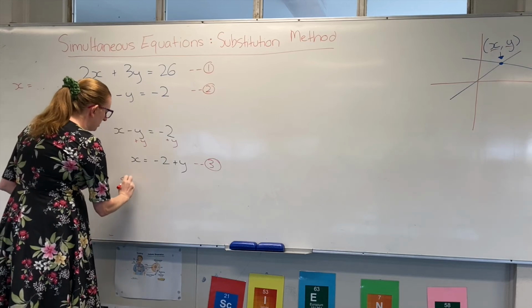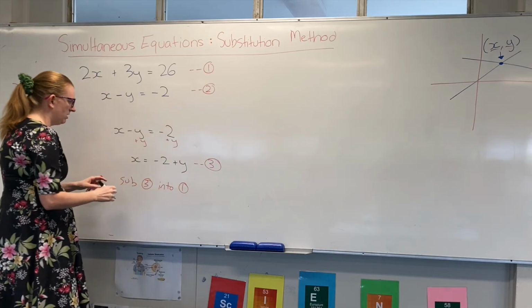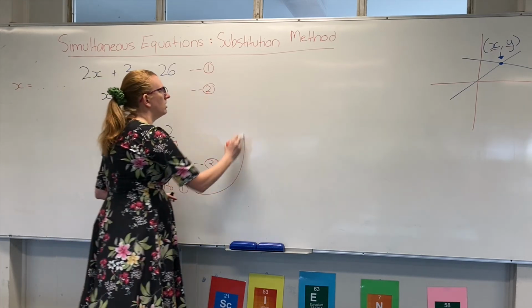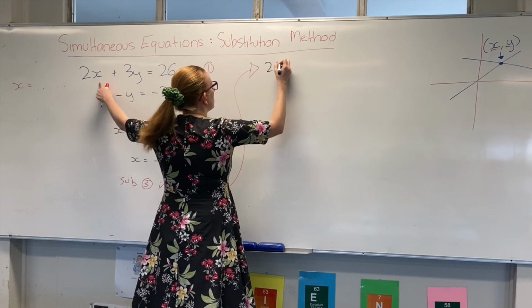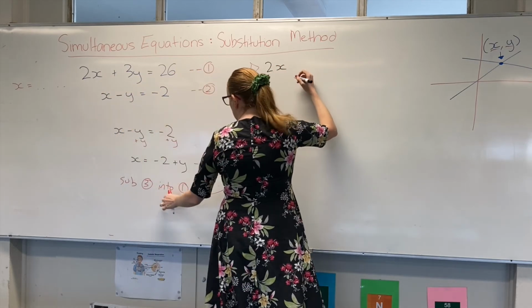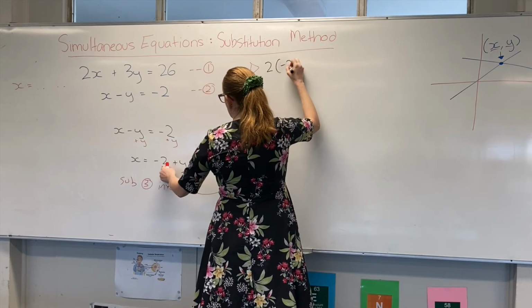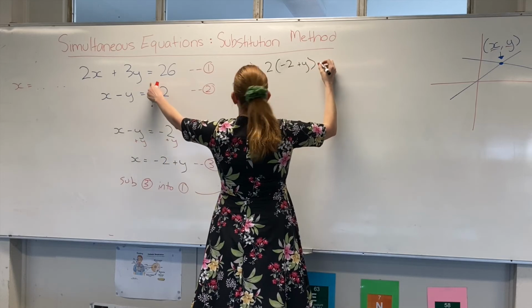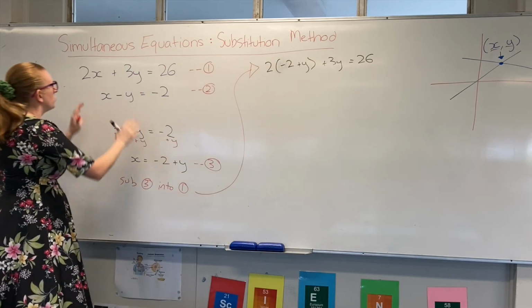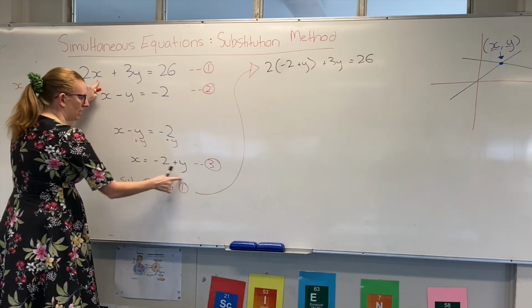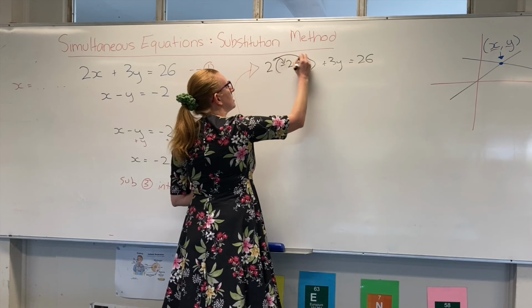So I'm going to sub equation number 3 into equation number 1. So I'm going to have to do that over here. So this one was 2x, but instead of x, it's now minus 2 plus y, then plus 3y equals 26, okay? Because what I just did was, in the place of x, I put this stuff, because that's what x is equal to. Okay, so now I'm going to expand my brackets.